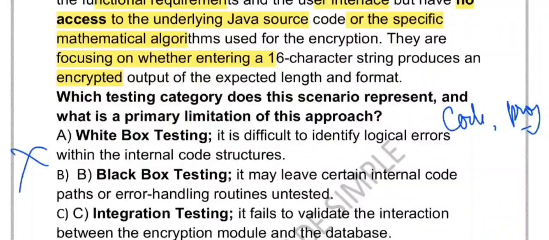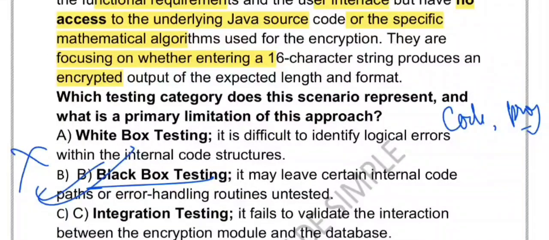B says black box testing. Yes, correct. Black box testing means you have no knowledge of the source code or the internal logic. You are based entirely on the functional requirement, input, output, and behavior. That's it. This is exactly what the scenario described. So no statement coverage, no branch coverage. Some internal errors may never be executed during testing. Yes, correct. Bugs may even remain inside. B is the correct answer.